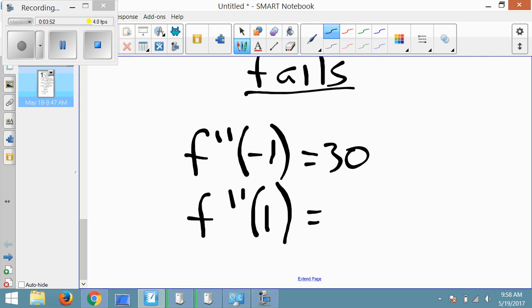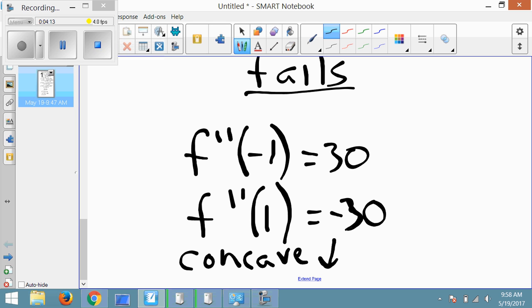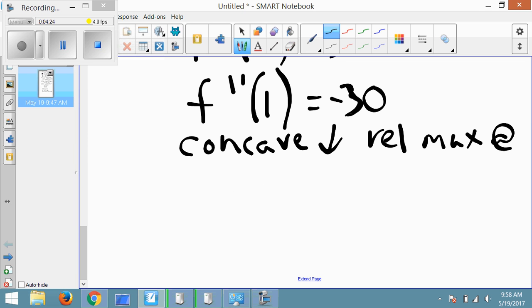Okay. So now, because f double prime of negative 1 is equal to 30, f double prime of 1 is equal to negative 30. So with this second derivative test, if the value is negative, then it's going to be concave down in a relative max. So at 1, it's concave down and a relative max at 1. And then you plug in 1 into the original equation, which is 2. So that's the point where you have a relative max.